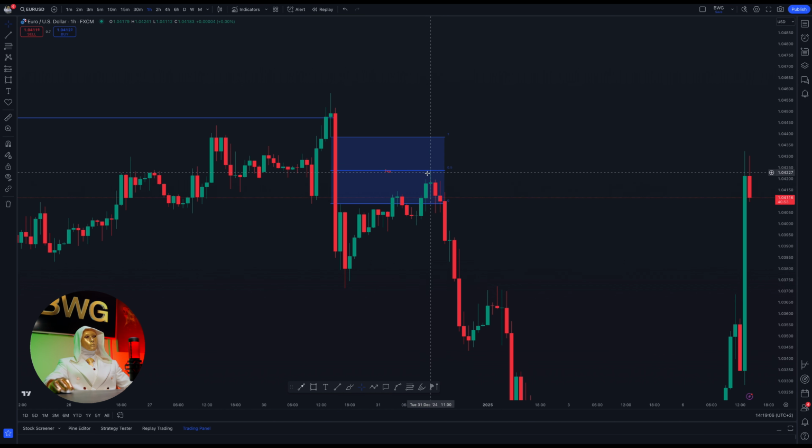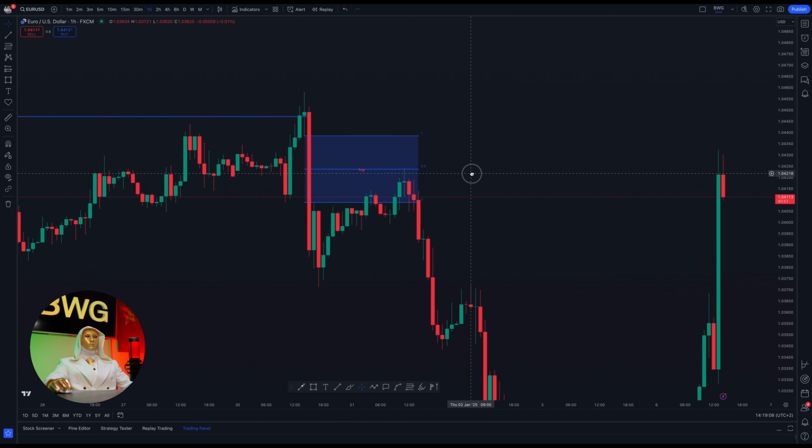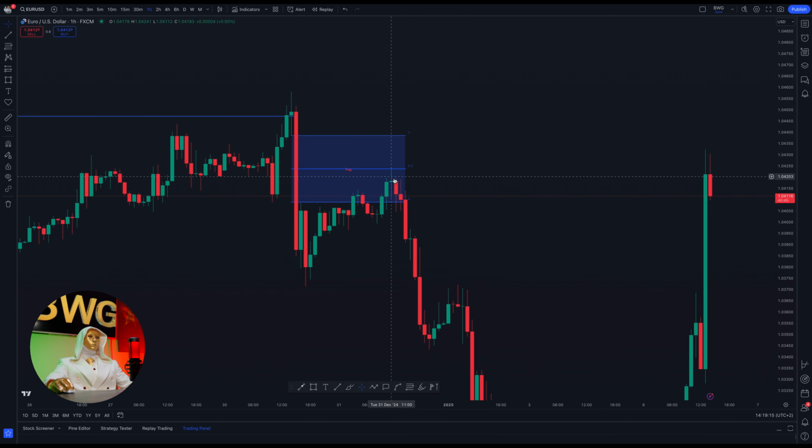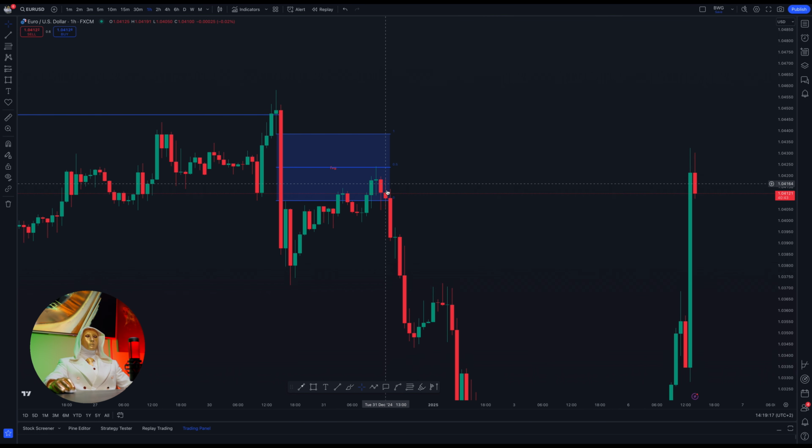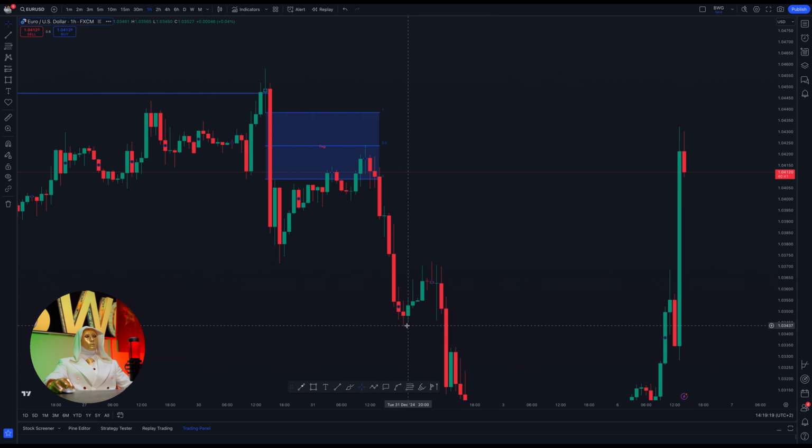So the average value of this fair value gap was reached, which serves as complete invalidation; in other words, this fair value gap is no longer relevant. We may not expect to go higher. We are already looking for short positions. And again, we get a short position. Again, we get the formation of a fair value gap.